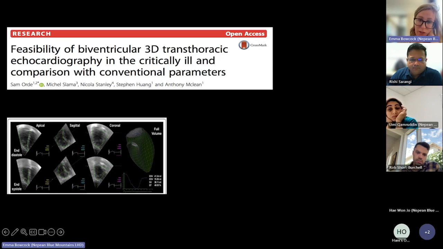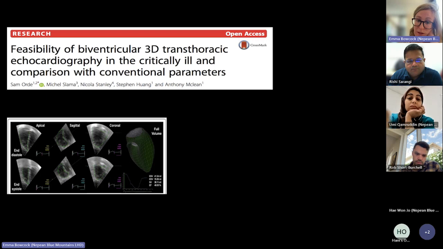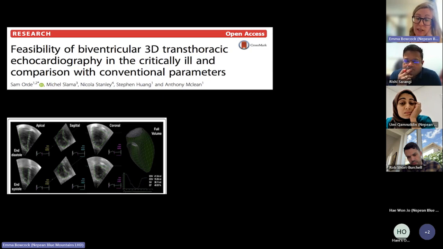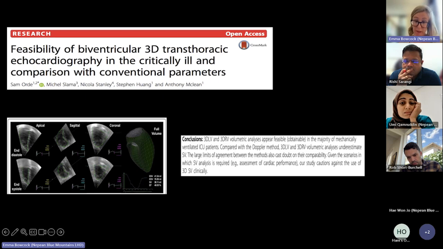I think more in the future as technology gets better, and it's already getting better from when Sam did this study, maybe about 8 years ago or something like that. In the critically ill, it was difficult to get good 3D volumes using transthoracic echo, and it didn't correlate. They tried to correlate RV stroke volume through 3D measurement with stroke volume through Doppler, and the correlation was quite poor, which cautions against the use of 3D in that particular study.